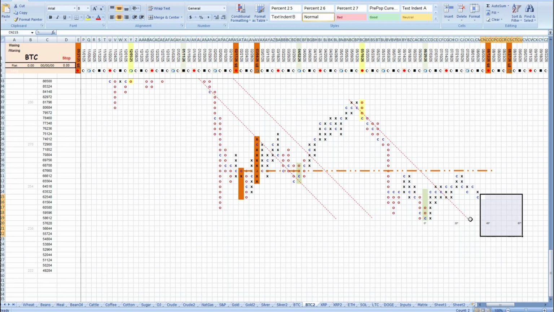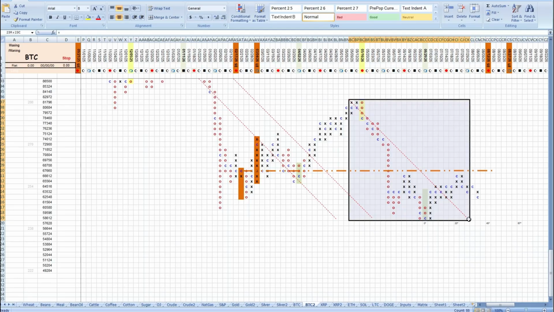Again, we squared out that last range right here. So this is the square of this speed. Or if you drew a squaring of the range, that is it, right? 23 by 23. Anyway, let's go to XRP.